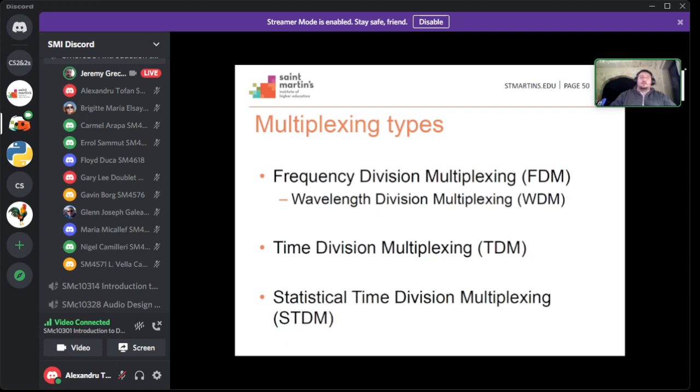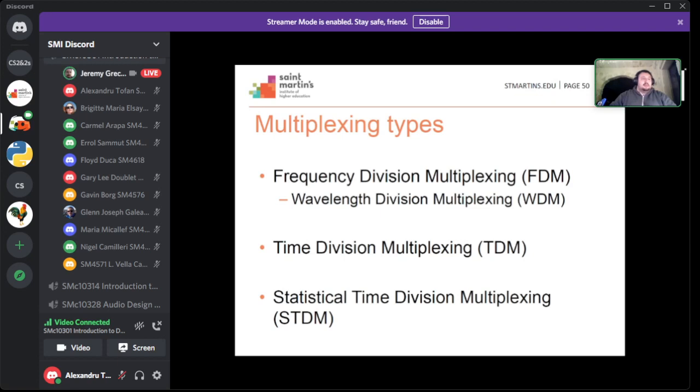So what you could do is make use of what is known as statistical time division multiplexing. You would essentially allocate more time slots to users or communications which are using a higher degree of your bandwidth, or would need a higher degree of bandwidth, in order to make the most optimal use of the channel itself.